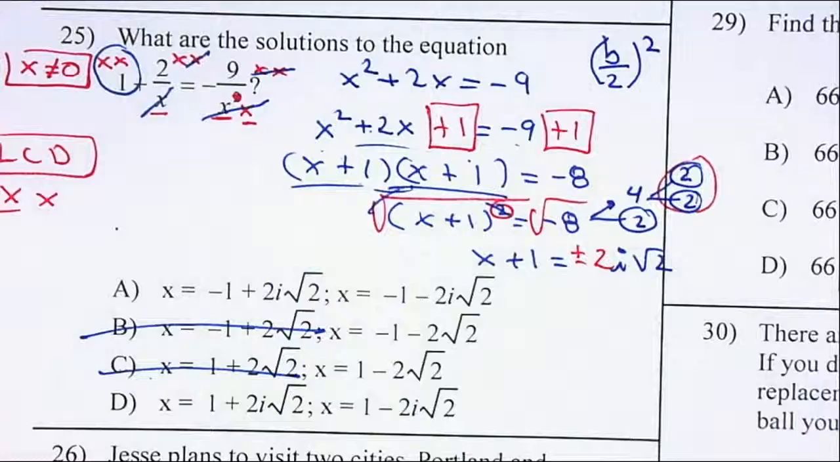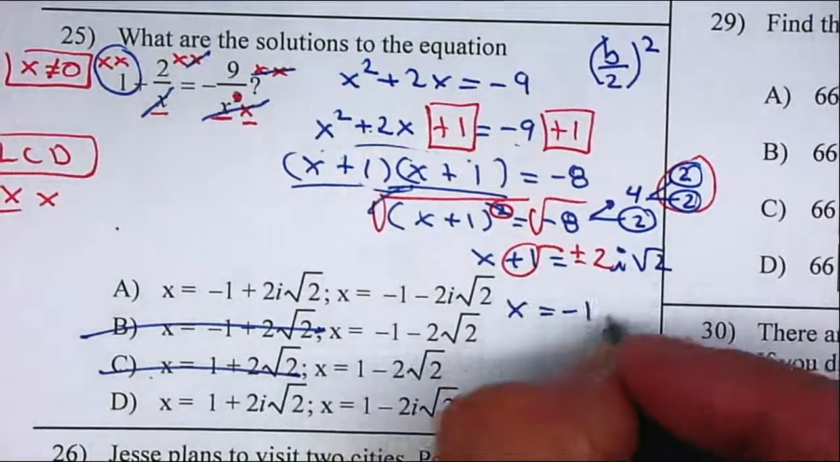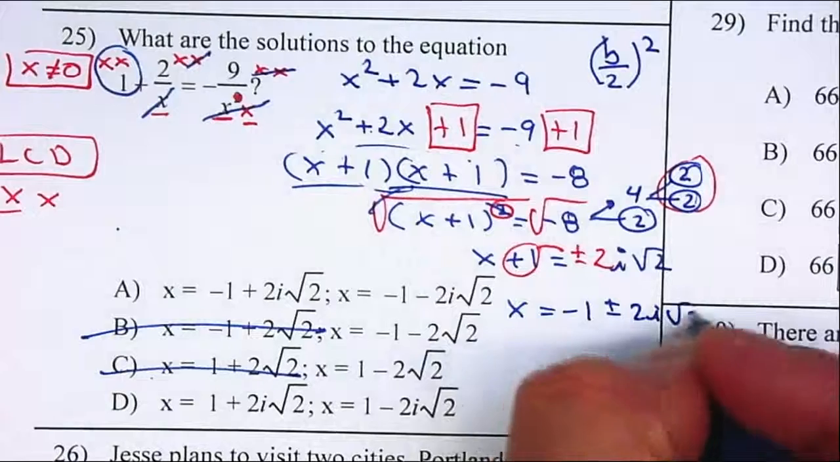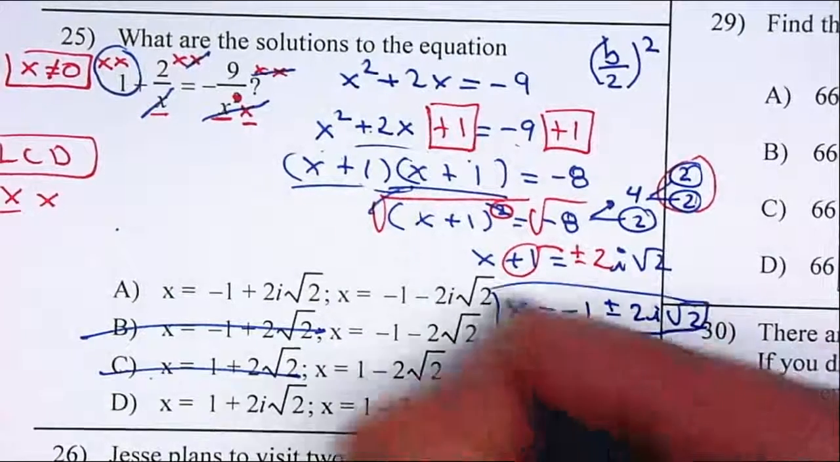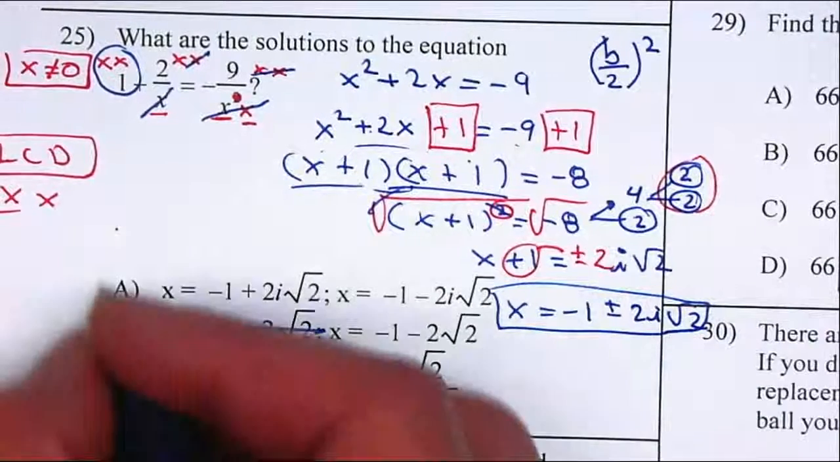Now move my 1 to the right, it's a positive, we can't say negative. So x is equal to negative 1 plus or minus 2i square root of 2. And my answer, negative 1, will be letter A.